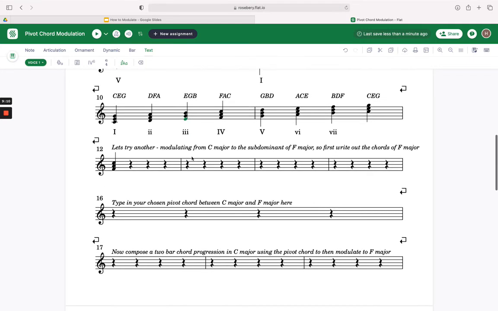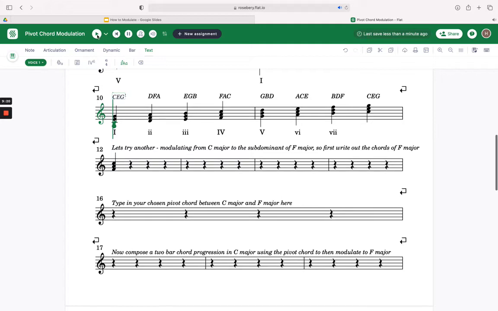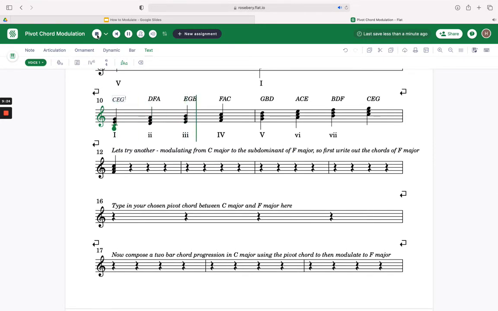So let's try another one. At bar 10, what I've done is I've written out my chords in C major again. Let's play those chords. Okay, so those are our wonderful chords in C major. So now what I'd like you to do is have a go at modulating from C major to the subdominant of F major. So what you need to do first is go back to your circle of fifths.